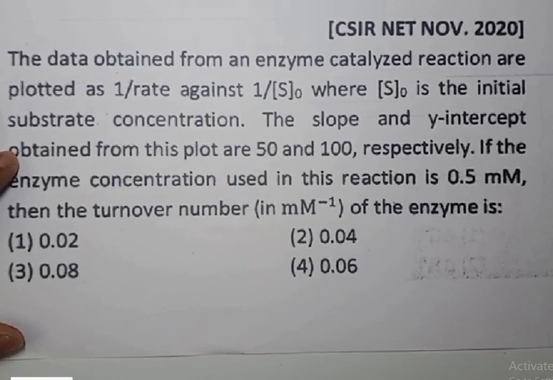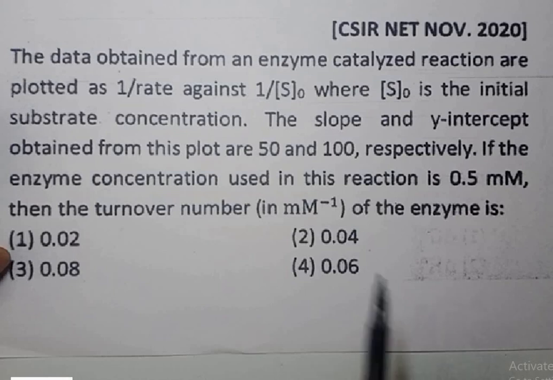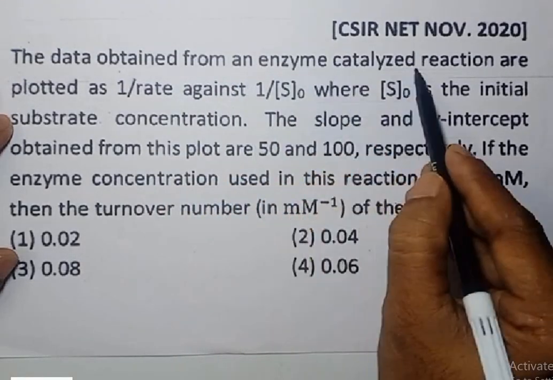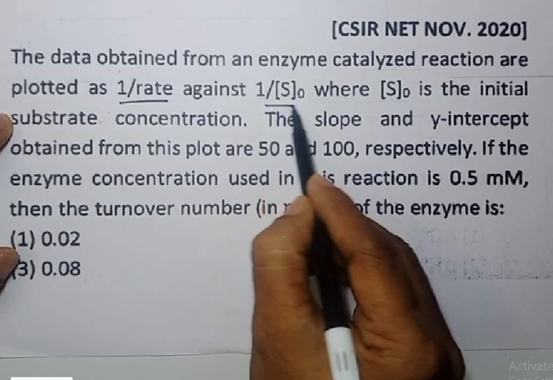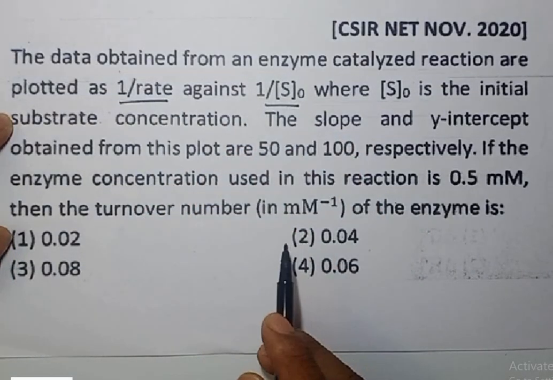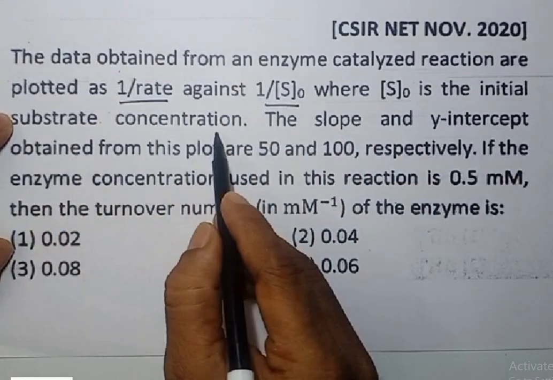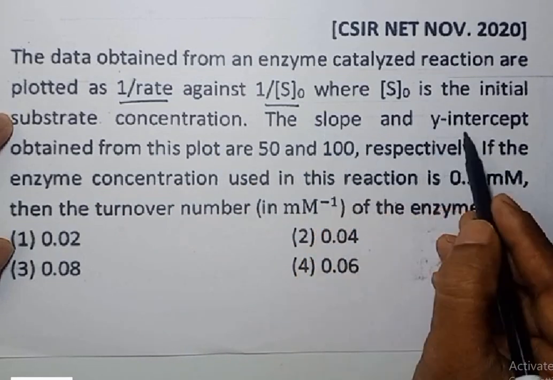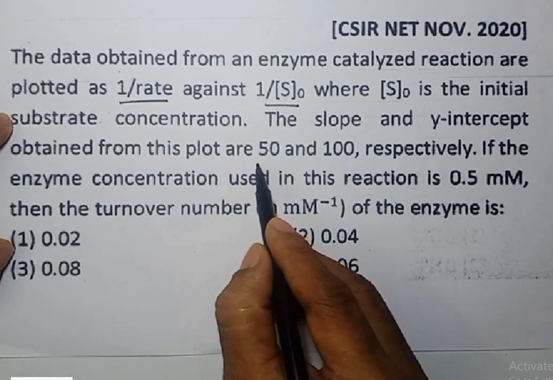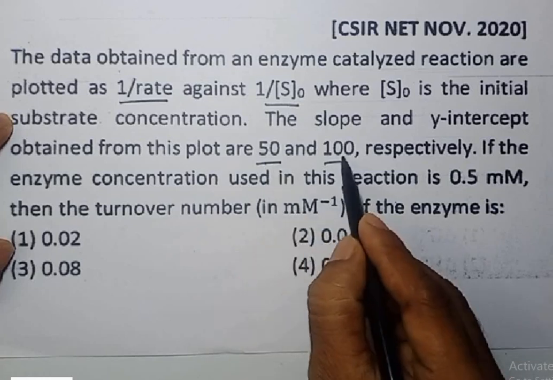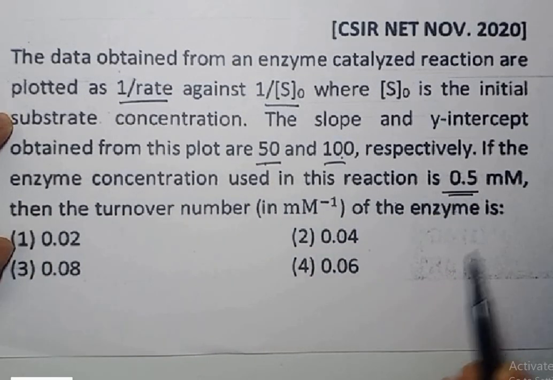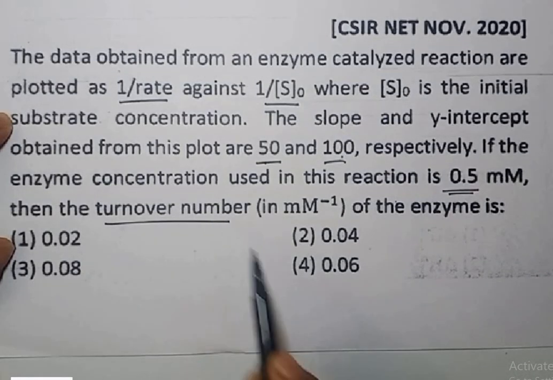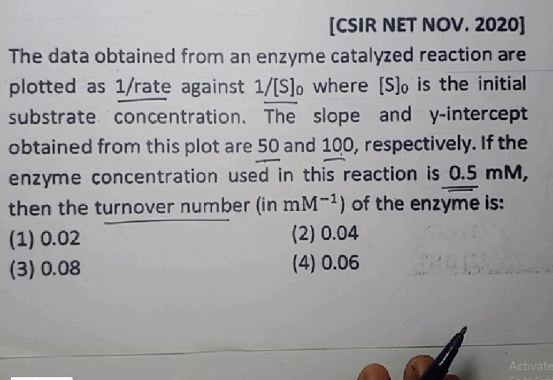This question appeared in November 2020. The data obtained from an enzyme catalyzed reaction are 1 by rate against 1 by S, a Lineweaver-Burk plot, where S0 is the initial concentration of substrate. The slope and y-intercept obtained from this plot are 50 and 100. This is slope, this is y-intercept. If the enzyme concentration is 0.5 millimolar, then what is the turnover number of the enzyme? How to find turnover number?